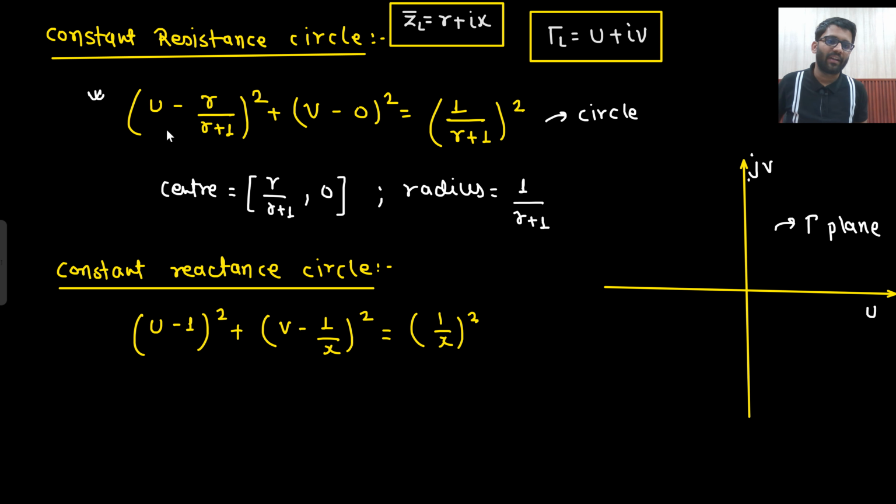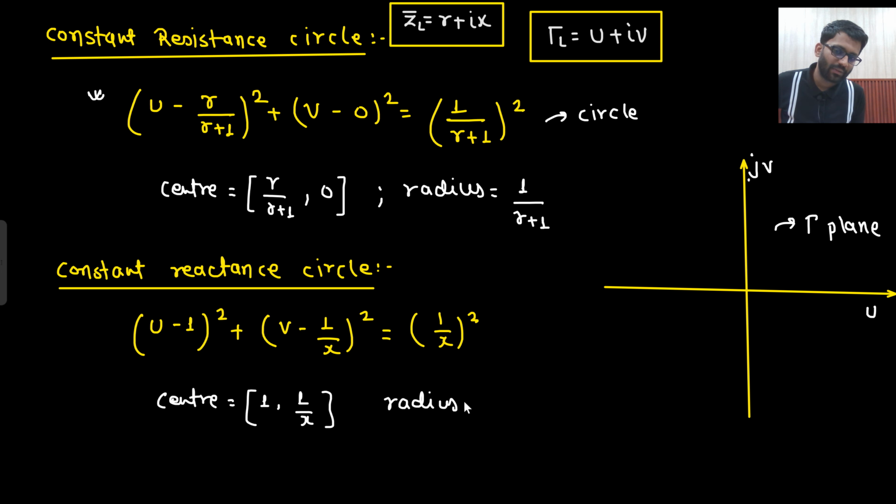Because this equation I am getting, and now I need to make this equation as an equation of circle. When will this be an equation of circle, if I am having a plane like this? So for a plane like this, this is the center, which is R upon R plus 1 comma 0, and this is the radius. And for this one, what is the center? Center would be 1 comma 1 upon X, and what will be the radius? Radius will be 1 by X only.